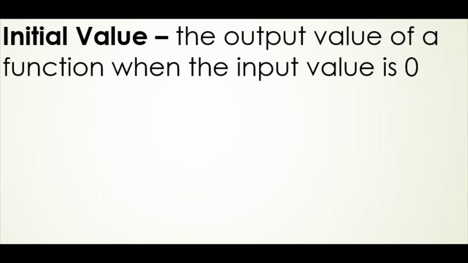All right, finally, initial value. Initial value is the output value of a function when the input value is 0. So remember, the output is the dependent variable, the input is the independent variable. And again, we often use y for the dependent variable and x for the independent variable. So initial value can be thought of as the y value when the x value is 0. And if you picture that on the graph, when x is 0, that's where the function is crossing the y-axis. And so we often refer to this as the y-intercept.